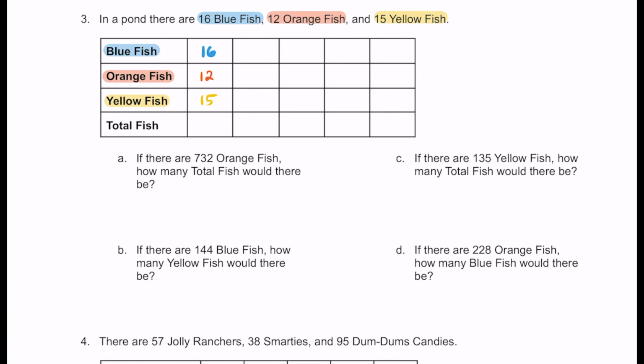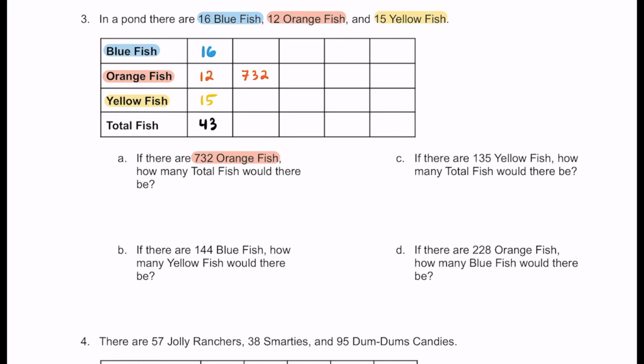Now, just like in the last few problems, I think it's a good idea to go ahead and just add up all of these fish together so we can see the total. And you can see here that 16 plus 12, that would be 28. 28 plus 15 would be 43, so there'd be 43 total fish in this pond if you add them all together.